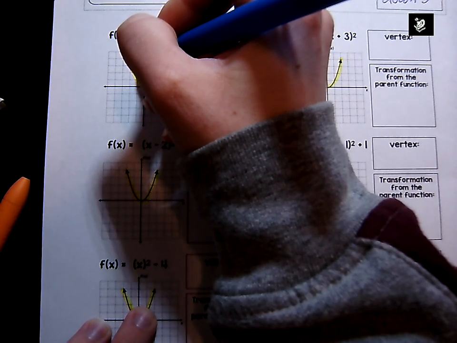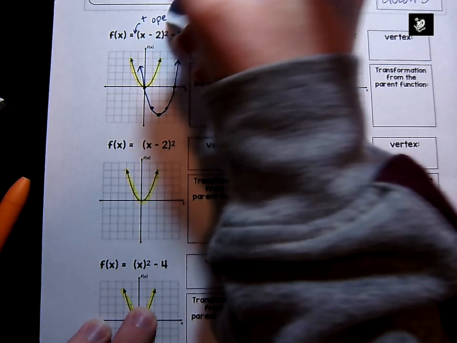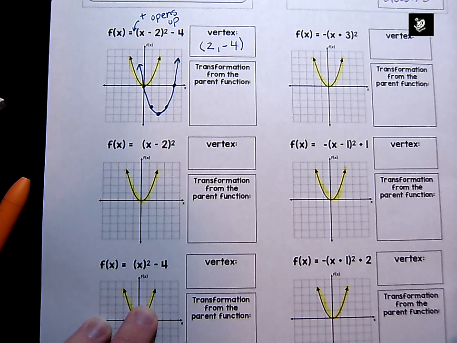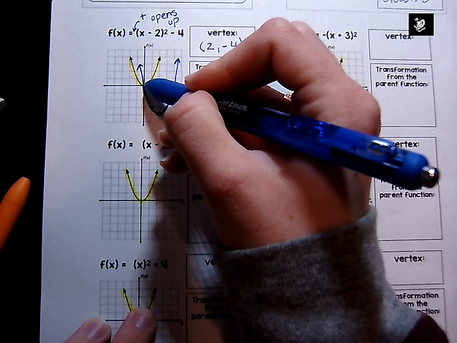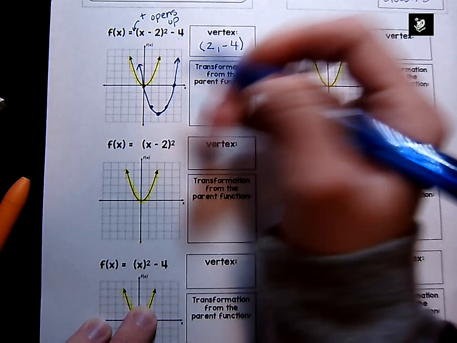And I knew it opened up because it's positive. There's no negative sign. So now I can see that my transformation from the parent to my new function is I went right 2, down 4.